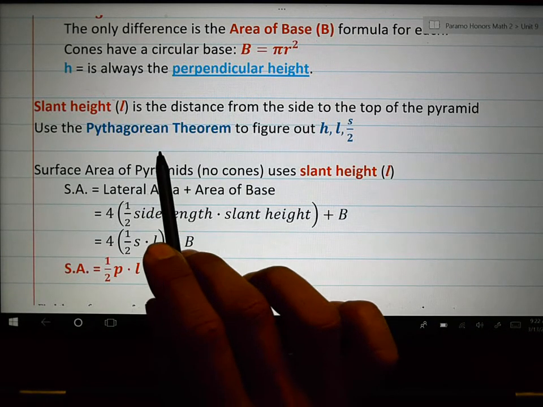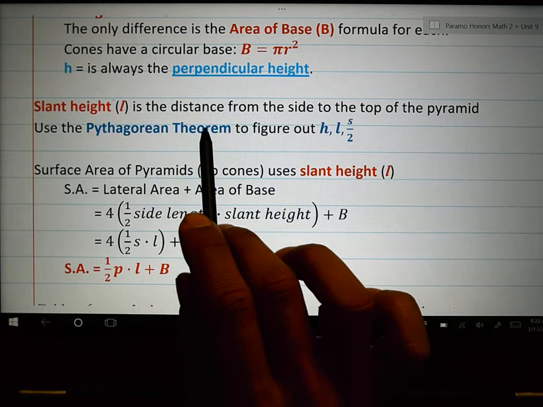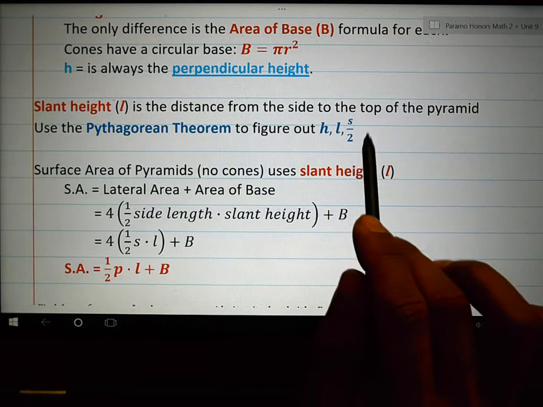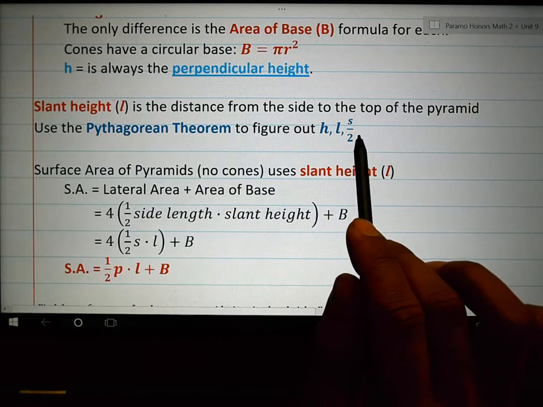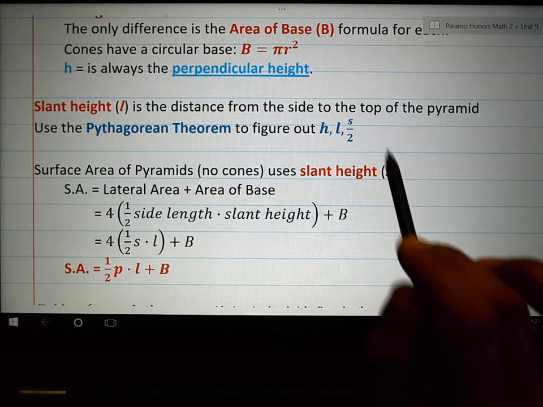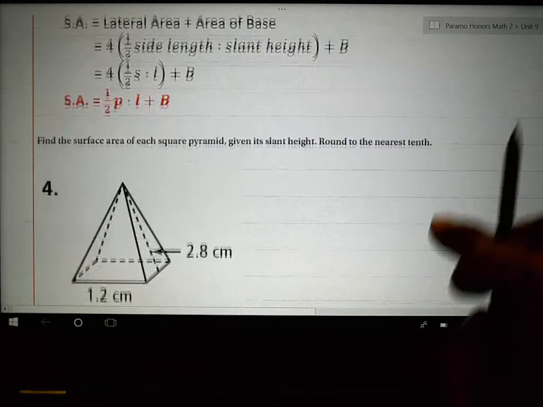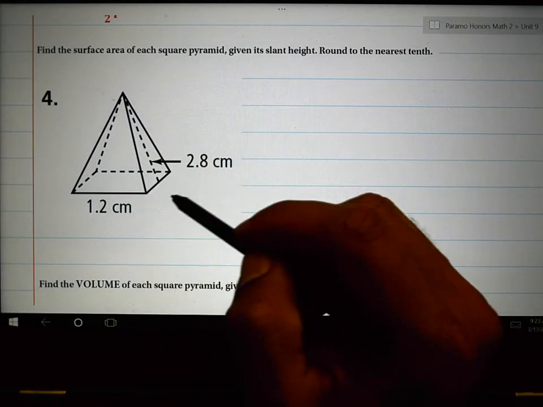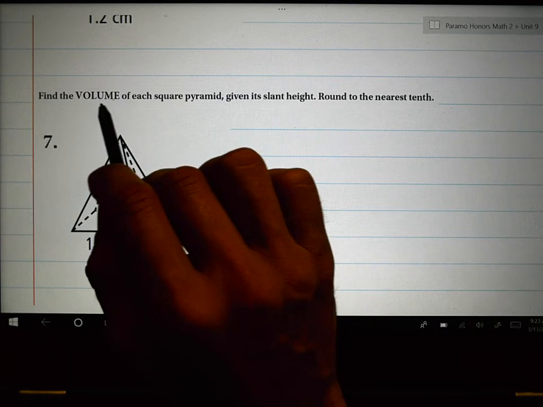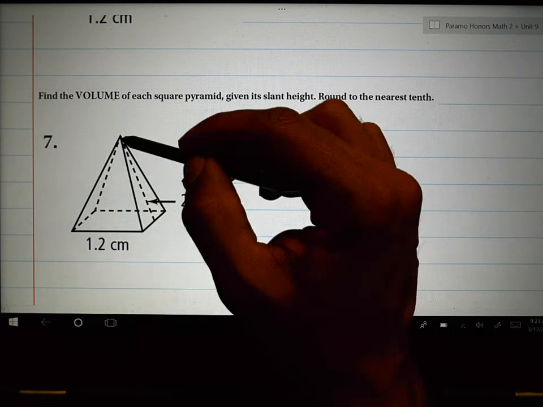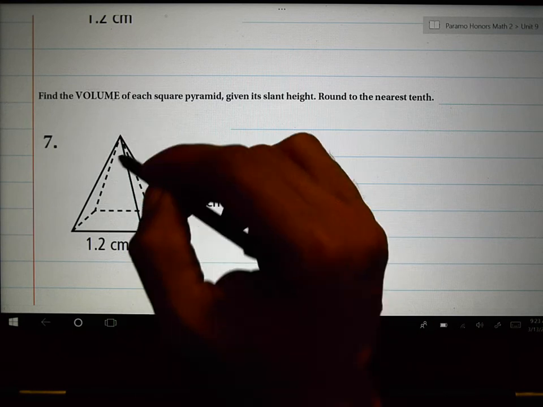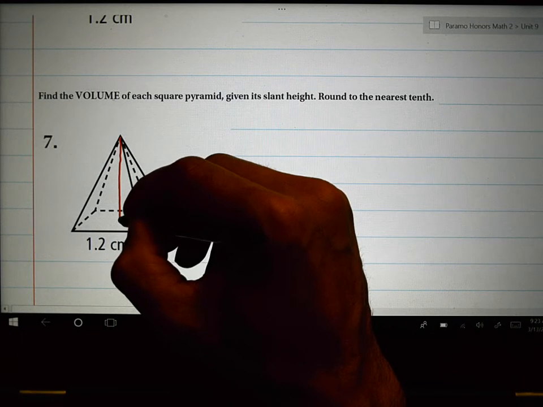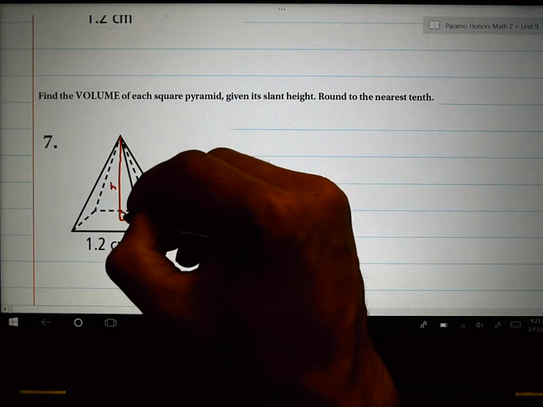You will most likely have to use the Pythagorean Theorem several times when you are going from H to L to most likely the side length divided by 2. You'll see what I mean, and I have 2 examples picked out that's going to show that to you. Sometimes you're given L, but you're not given the height. You might have to do a little bit of math to figure that out. For example, if you're trying to find the volume and they give you the slant height, you're going to have to calculate what H is before you can solve the problem.